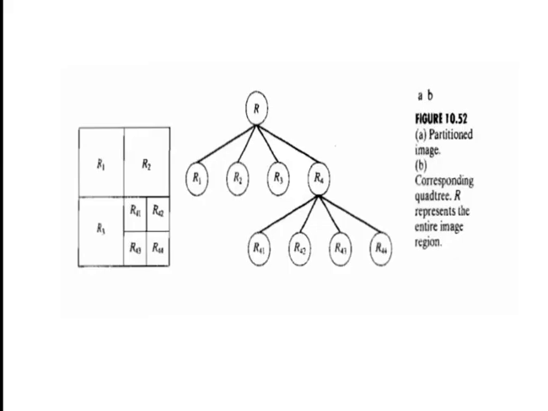Numerous variations are possible. For example, a significant simplification results if in step 2 we allow merging of any two adjacent regions Ri and Rj if each one satisfies the predicate individually. This results in a much simpler and faster algorithm because testing of the predicate is limited to individual quadrant regions. As the example shows, this simplification is still capable of yielding good segmentation results. The figure shows the partial image, and figure B shows the corresponding quadrants. R represents the entire image region.